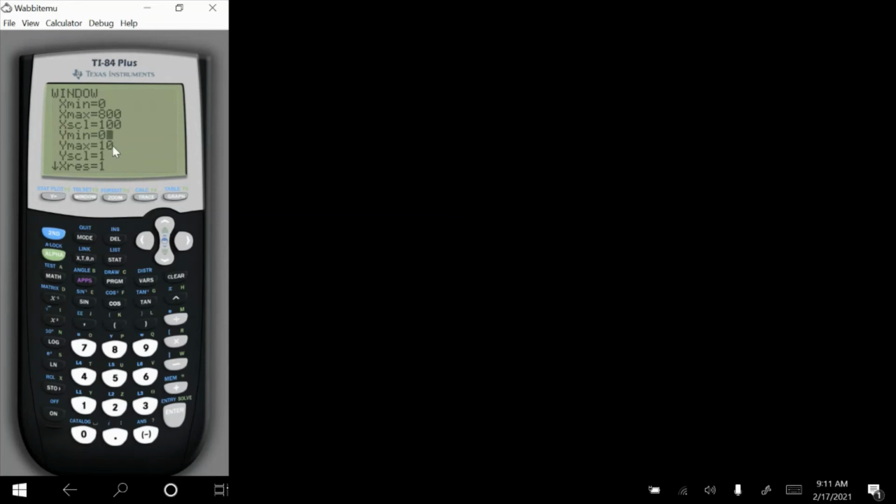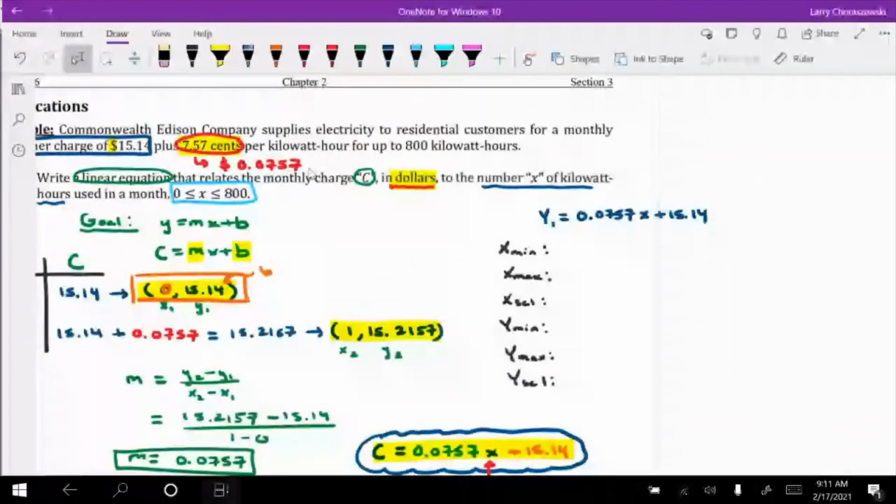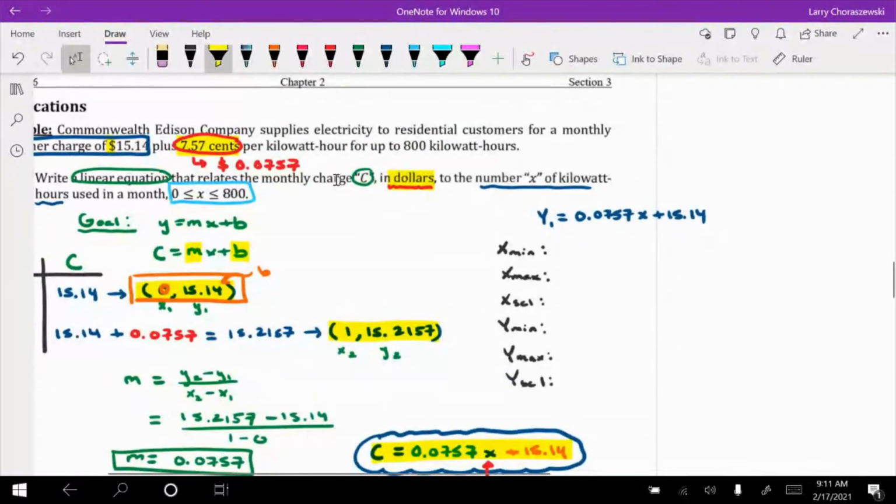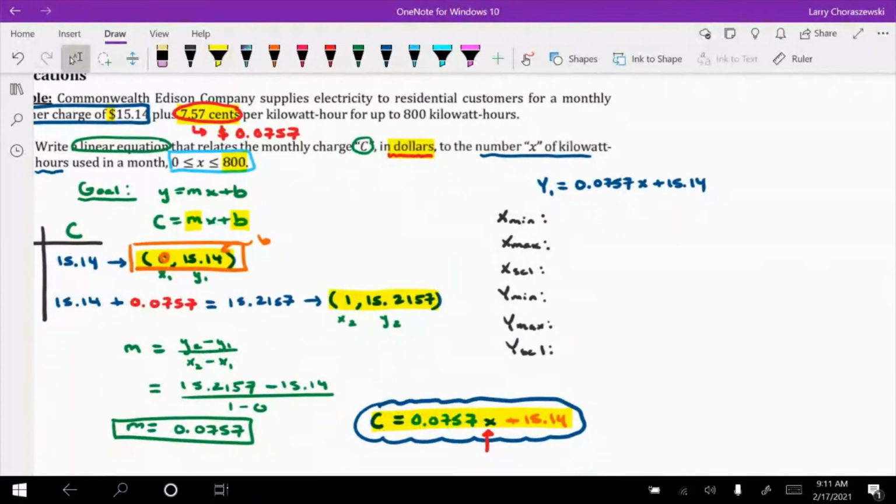Now for the Y max, I'm going to go back to the notes. So 800 is the largest possible X value that is relevant to our equation. And I'm emphasizing that because it helps us with a Y max value. We can get an idea of what to set Y max to once we know what the cost is associated with using 800 kilowatt hours.